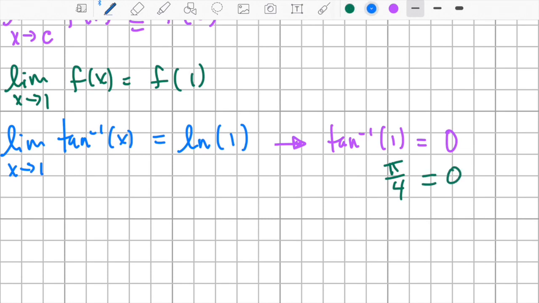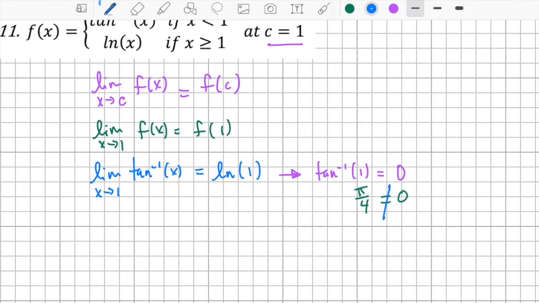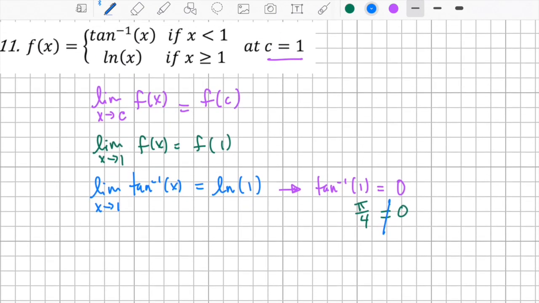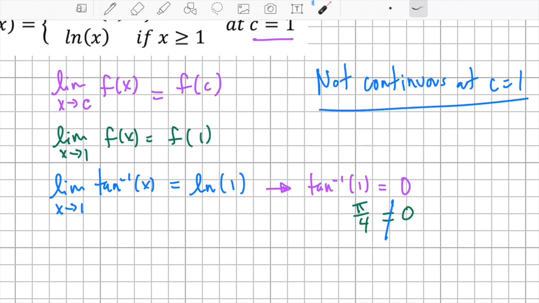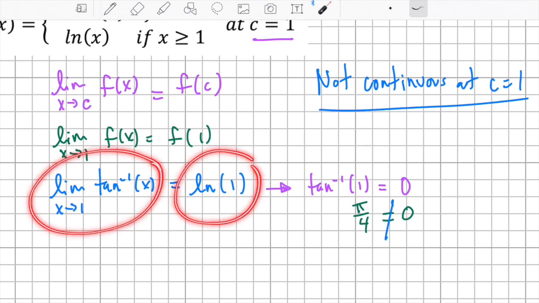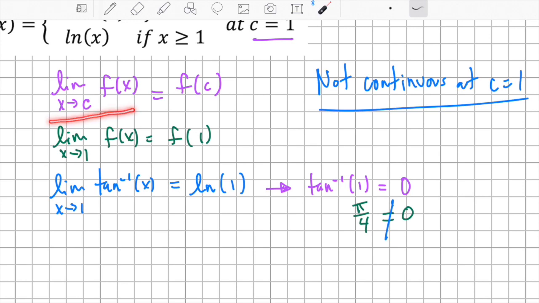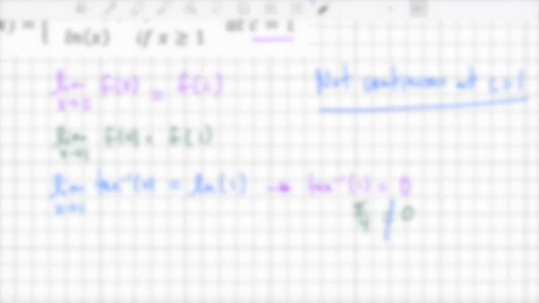So pi over 4 equals 0. Well, we all know that pi over 4 is not equal to 0. So this is not true. And since this is not true, that means that it is not continuous at c equals 1. The reason is because the limit as x approaches c of f of x is not equal to f of c. So therefore, it is not continuous.